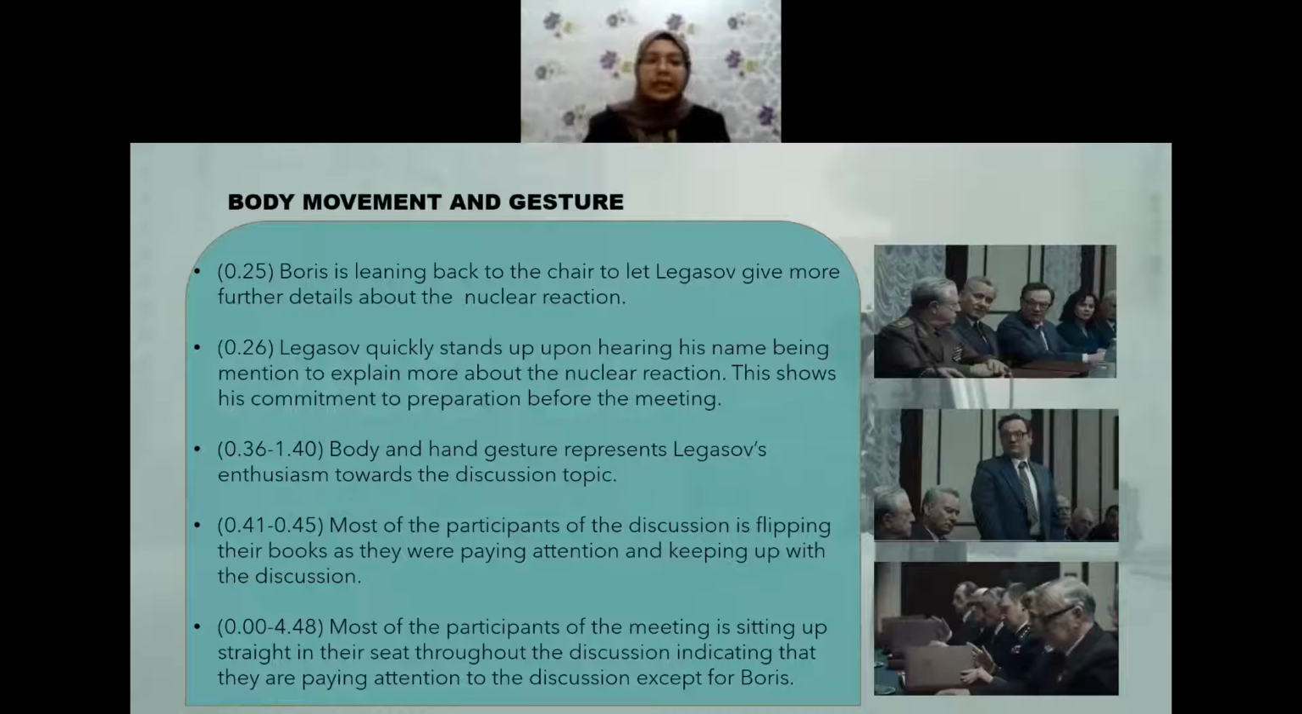And lastly, from minute 0.00 until 4.48, which is from the start until the end of the meeting, we can see that most of the participants were paying attention to the discussion as they were sitting up straight in their seats, except for Boris, who is leaning back in half of the meeting. That's all from me.